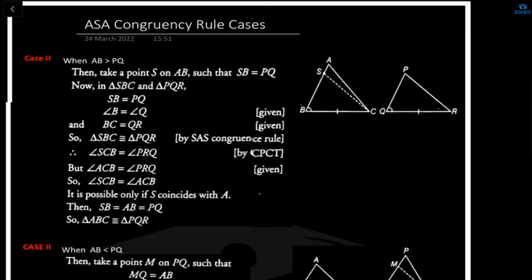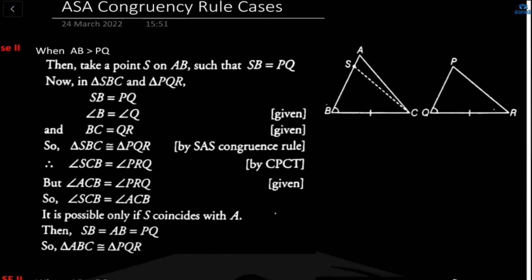Now I have triangle SBC and triangle PQR. In triangle SBC, BC is equal to QR, which is already given. Angle B is equal to angle Q, which is also given. And from construction, SB is equal to PQ. So from the SAS rule, all three conditions hold and the two triangles are congruent. You can see all three conditions properly. From SAS, we have proven that this triangle SBC is congruent to this triangle PQR.